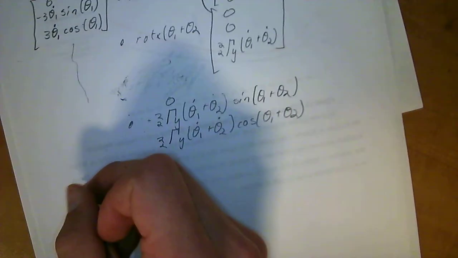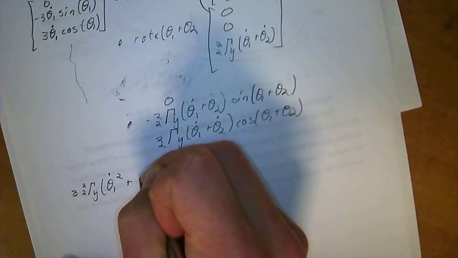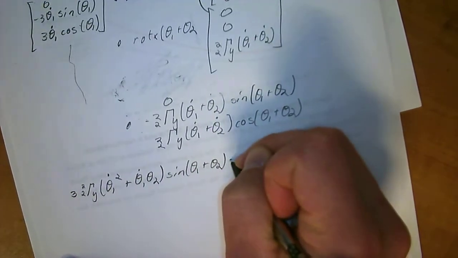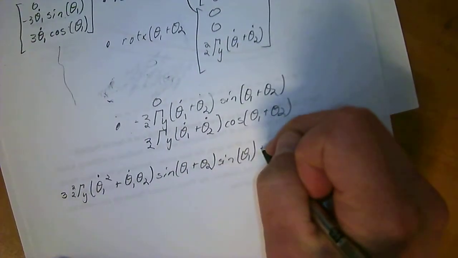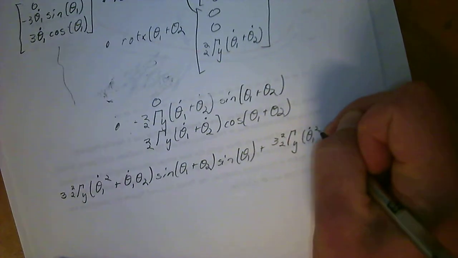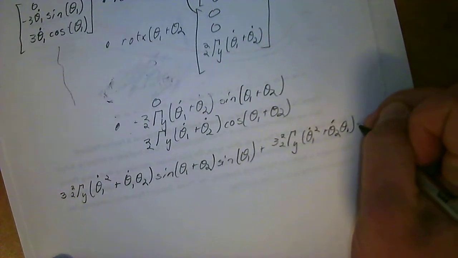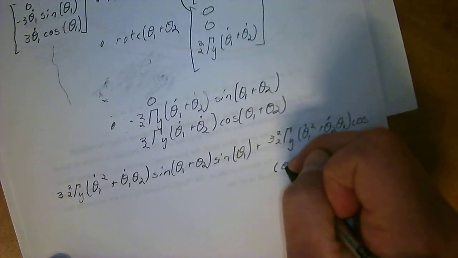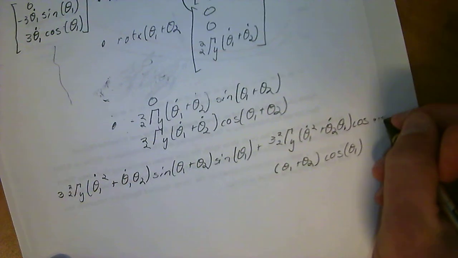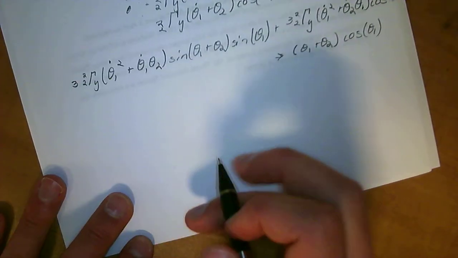And if you multiply that by this now, up here, the final coupling energy will be 3 times 2 gamma y of theta 1 dot squared plus theta 1 dot theta 2 sine theta 1 plus theta 2 sine theta 1 plus 3 2 gamma y theta 1 dot squared plus theta 2 dot theta 1 cosine, continuation on down here, theta 1 plus theta 2 cosine of theta 1 dot down to here. Make that an arrow so you're not confused. Alright, so that's set up.